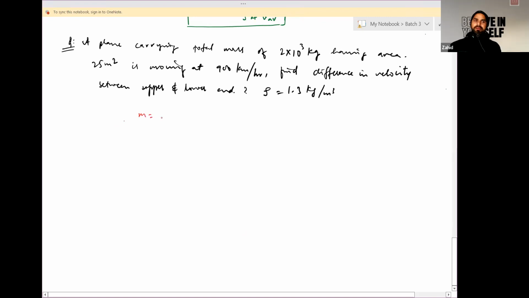You have given mass as 2 × 10⁻³ kg, area as 25 meters square, velocity as 900 kilometer per hour. So just multiply it by 5/18 to convert it to meter per second. And density is 1.3 kg per meter cube. Just put all the values in the above formula and simplify it.